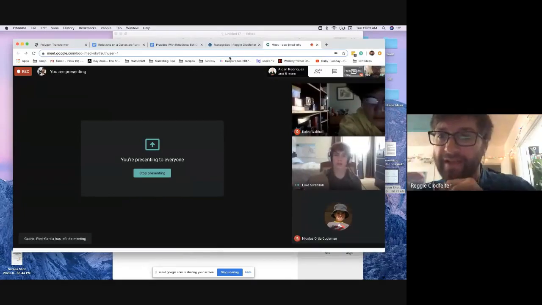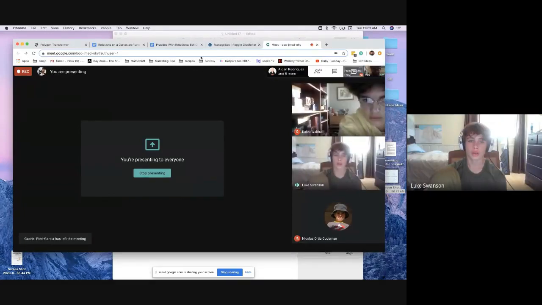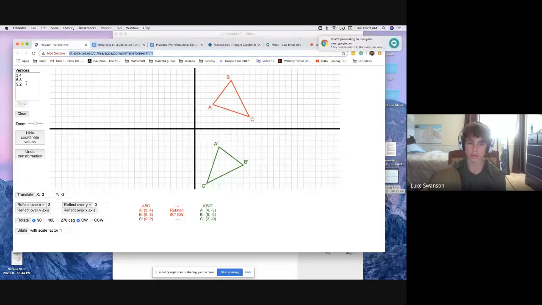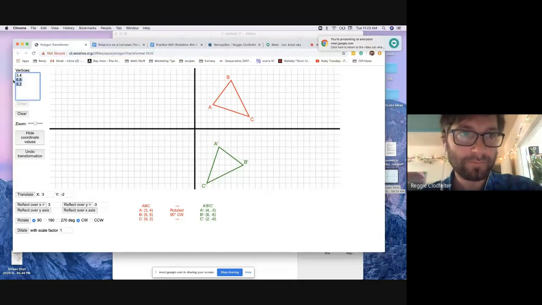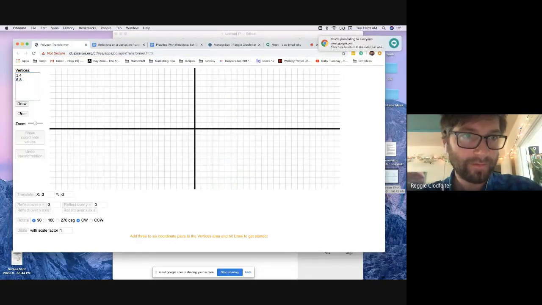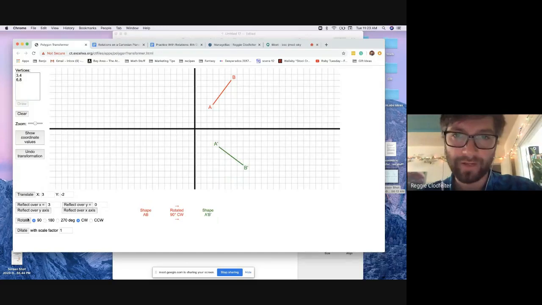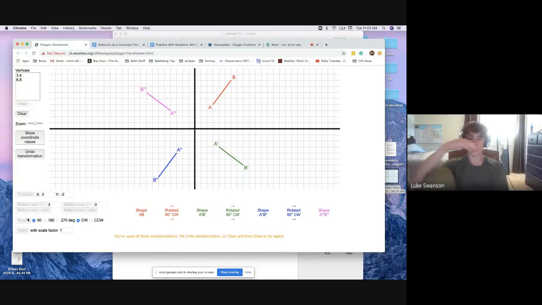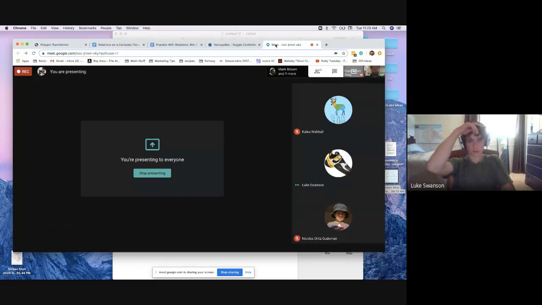Reggie, how are you supposed to rotate the points if they're only 2 points? Are you supposed to make them into a triangle? You don't need to. You see my screen? If I draw a line, I can still rotate the line. Oh, okay. I get it.